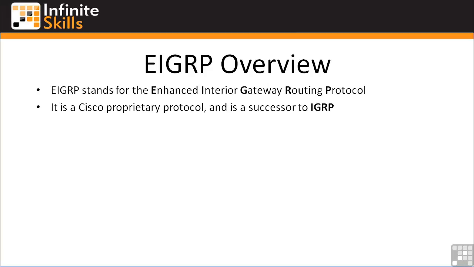EIGRP stands for the Enhanced Interior Gateway Routing Protocol. EIGRP is a Cisco proprietary protocol, and it is a successor to IGRP, or the Interior Gateway Routing Protocol. Now, I will tell you this, if you have an all-Cisco network and you're only ever going to have all Cisco equipment, EIGRP is one of those things that pretty much just works. You set it up, you advertise the networks into EIGRP, and it just works. It's a lovely little magic.